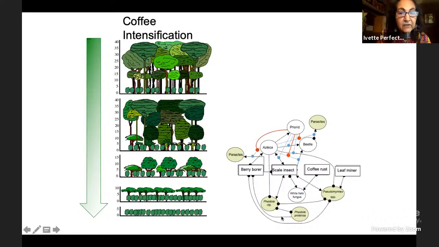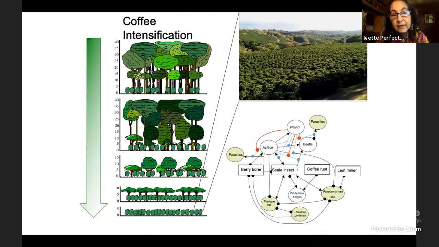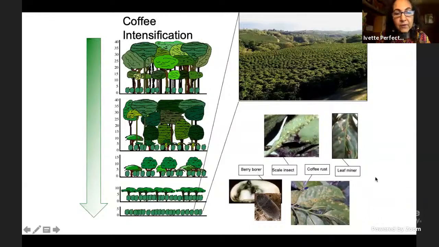And with the elimination of that ant, the whole network breaks down essentially and can lead to this, the monoculture here. When you eliminate those shade trees, then you eliminate the ant. The ant doesn't have a place to nest, and that can lead to the outbreak of these four pests.